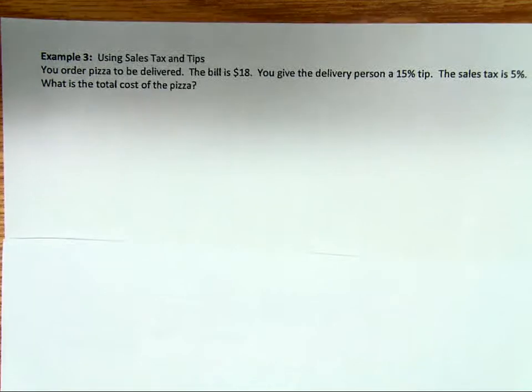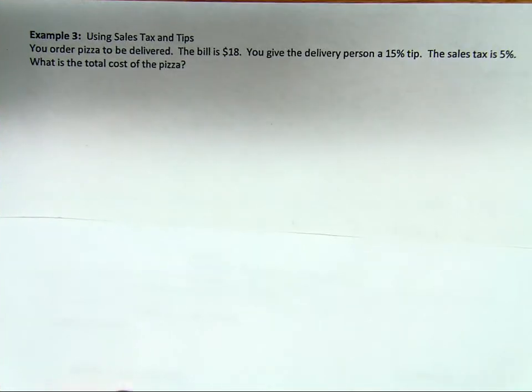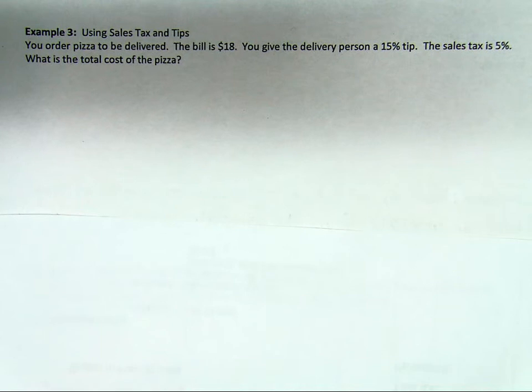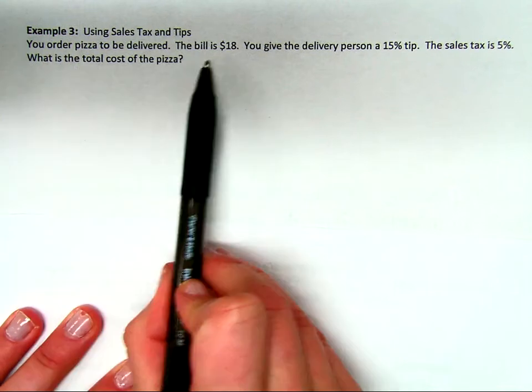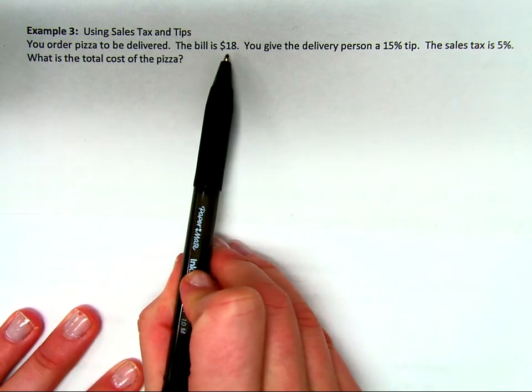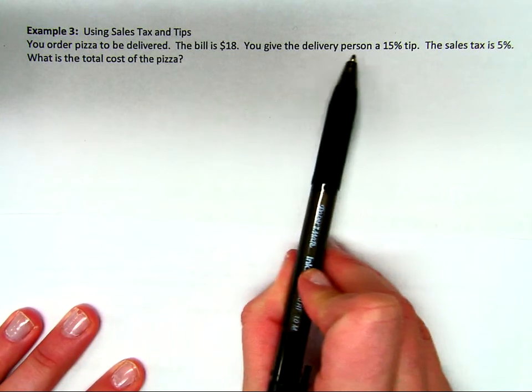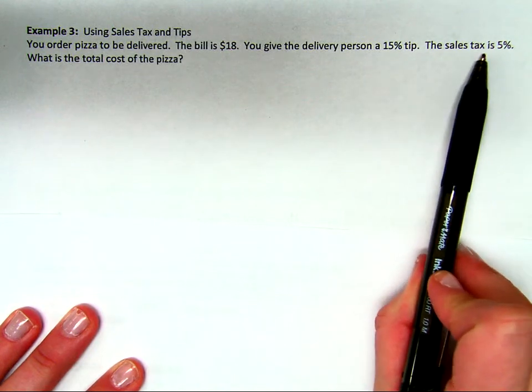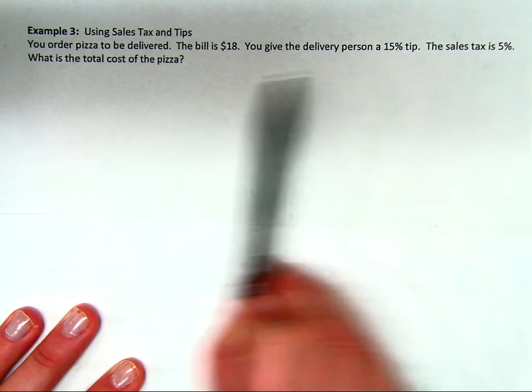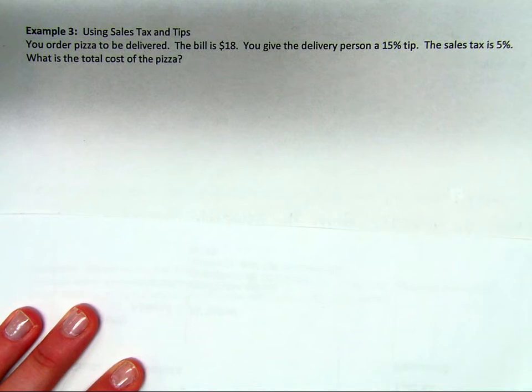Using sales tax and tips. So this is something we've all come across at some point. When you're ordering food, and not only do you have tax, you also have to pay a tip to waiters and waitresses or delivery people. So it says, using sales tax and tips. You order a pizza to be delivered. The bill is $18. You give the delivery person a 15% tip. And then the sales tax is 5%. What's the total cost of the pizza?